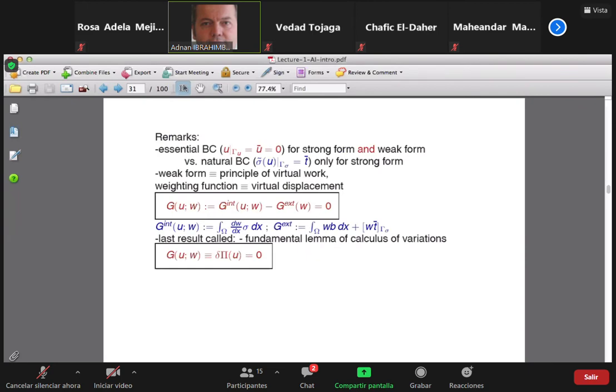One is that W is called the virtual displacement. So the weighting function being a virtual displacement gives the weak form an interpretation in terms of work. In other words, you can say that the principle of virtual work states that the work of the external forces should match the work of the internal forces if the body is in equilibrium.